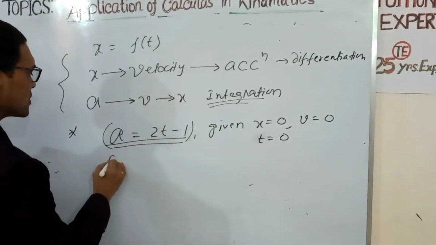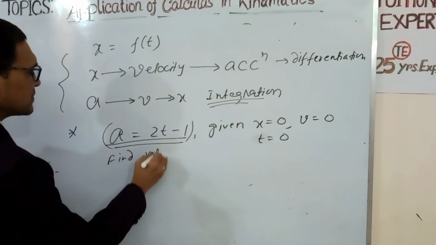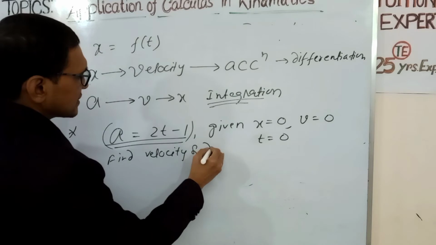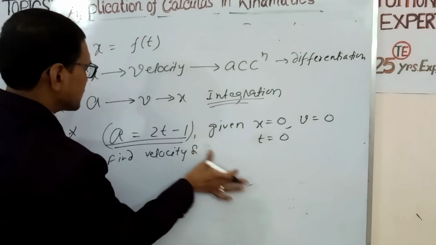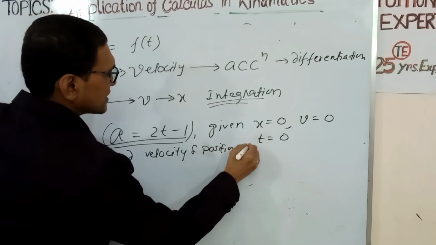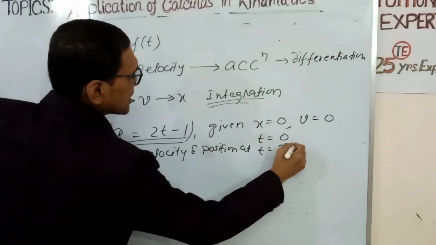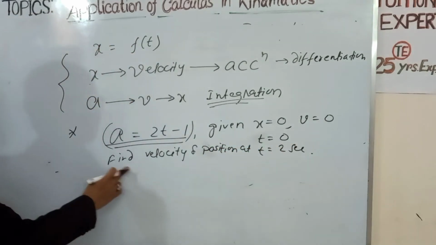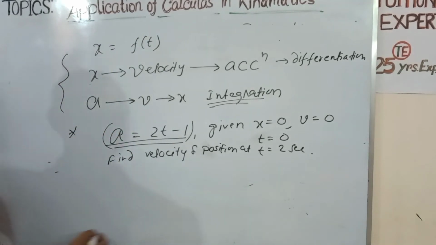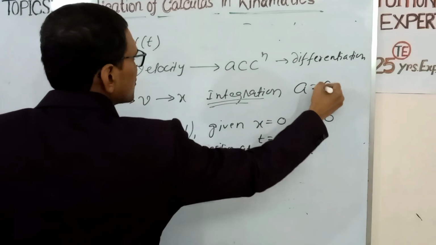And suppose the question is: find velocity and position at t equal to 2 seconds. This is the question. Acceleration is given. A means acceleration. We always use a equal to acceleration.